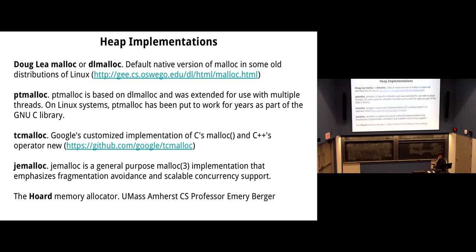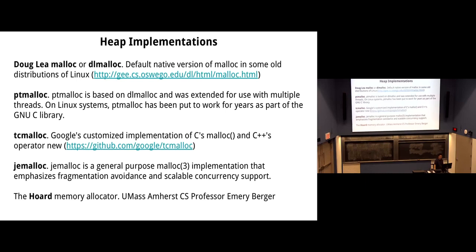In this class, especially next class, we will go deeper into dlmalloc to see how it is implemented. The original dlmalloc is not thread safe. ptmalloc adds support for multi-threading. There are also many other implementations. For example, the Hoard memory allocator was developed by Professor Emery Berger from UMass Amherst. And it's very easy if you want to use a different heap implementation. In Linux, you just use a preload, then you run your program, and you are going to use a new memory allocator instead of the C library memory allocator.